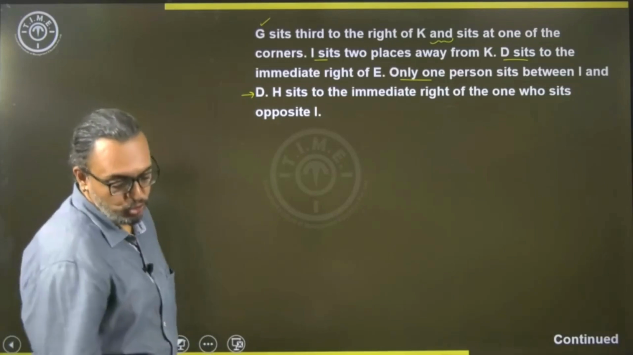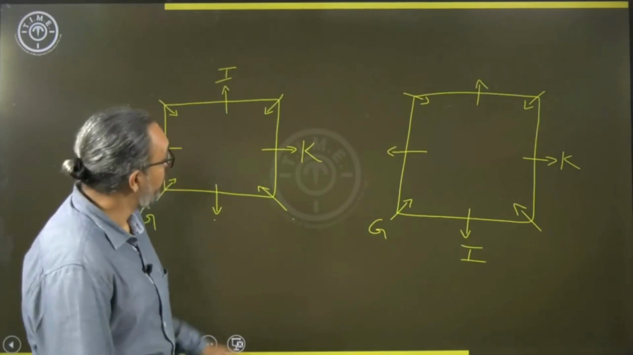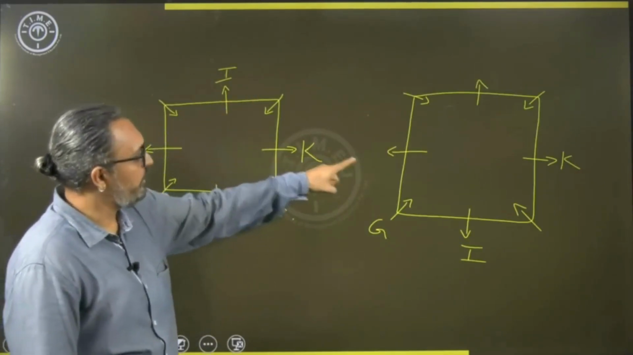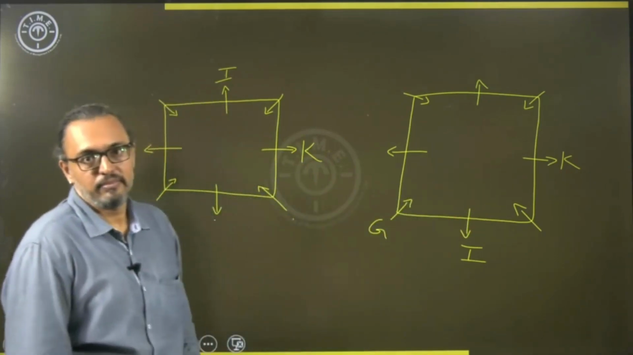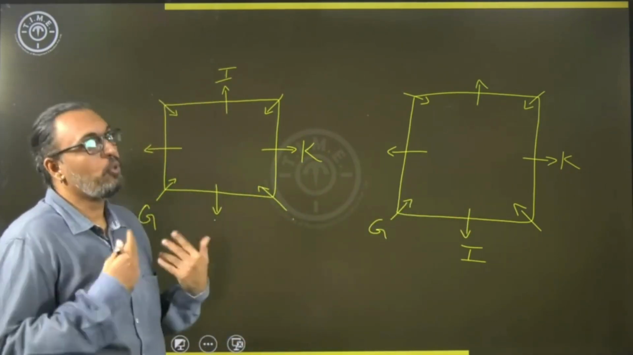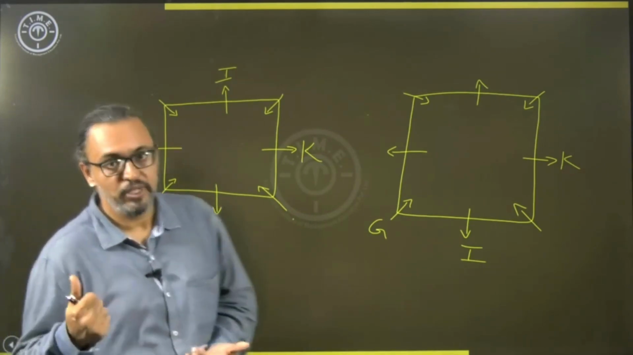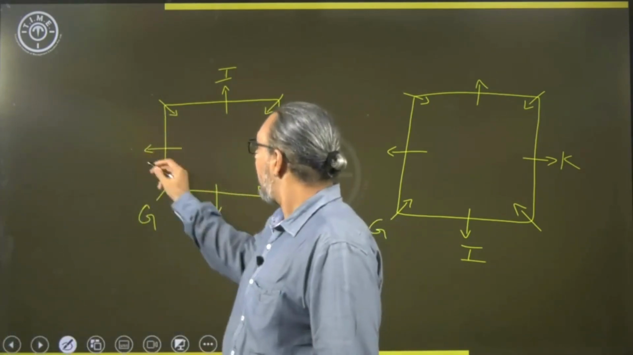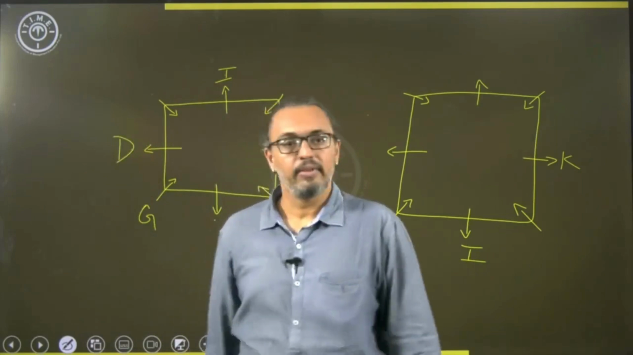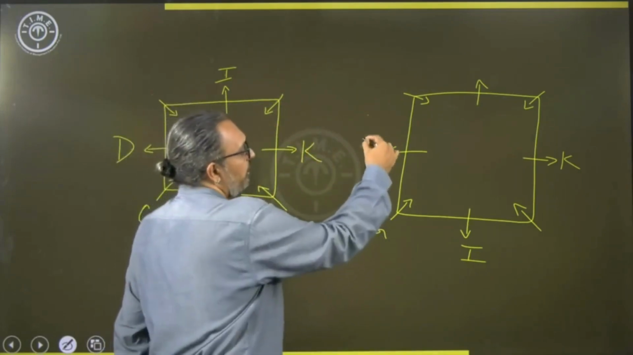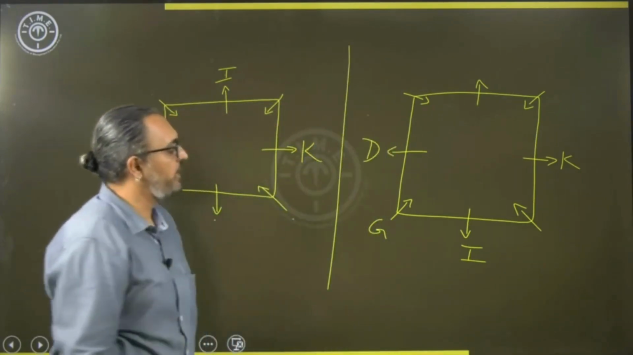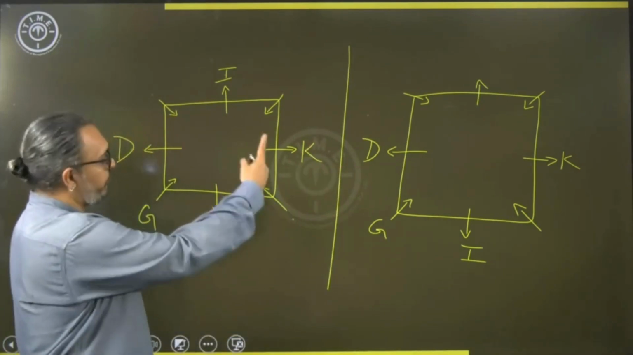So only one person should be there between I and D. Now here you already have one person between I and K. So on the other side only I will have to take. Then only I can satisfy one person between I and D. So here in this case I will have D here. In the other case also I will have D here. So in both the possibilities D will be immediate left of G only.